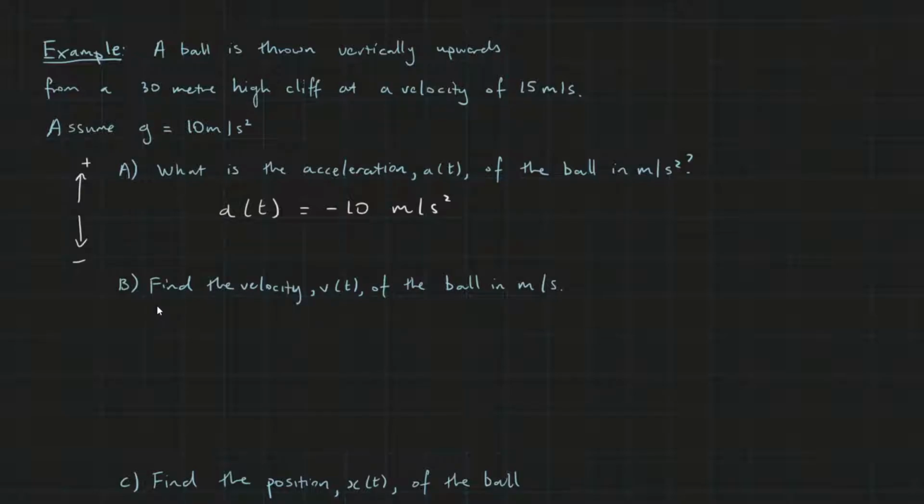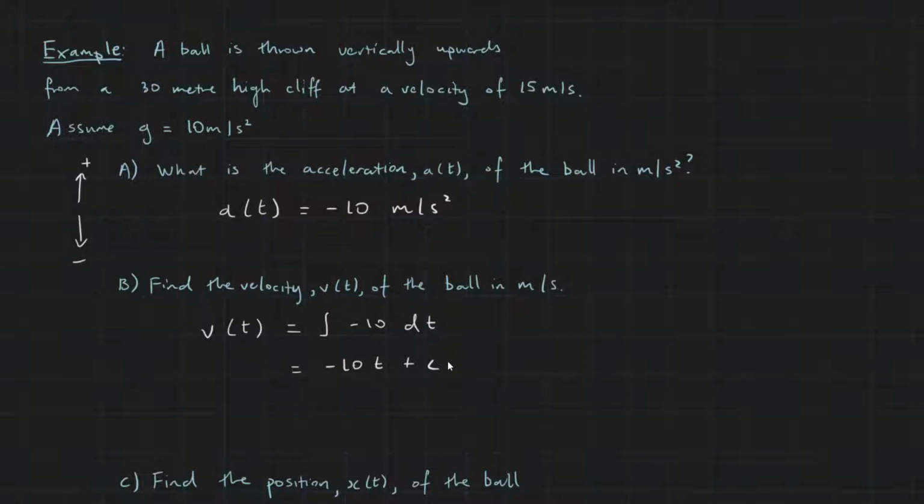Now, part B asks us to find the velocity, v of t, of the ball in meters per second. So what we do to get velocity is we have to integrate acceleration. So we have to integrate negative 10 dt. So what we get is negative 10t plus c.